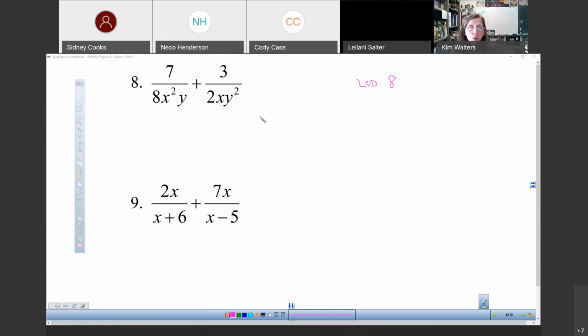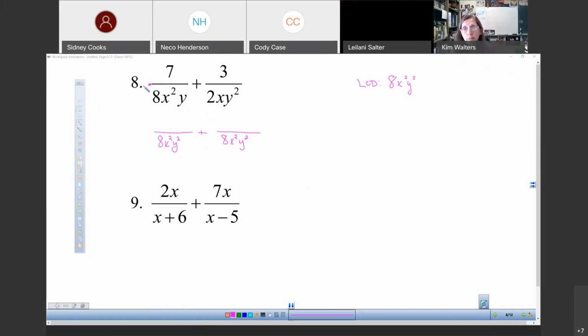I do need an x and a y, but do I need just an x and a y? I need to make sure the highest power of the x is used and the highest power of the y. So I have an x squared y squared. So 8x squared y squared is going to be my least common denominator, okay? Which means that both of my denominators are going to change. So be thinking, what do I need to multiply the first fraction by so that I get this common denominator?